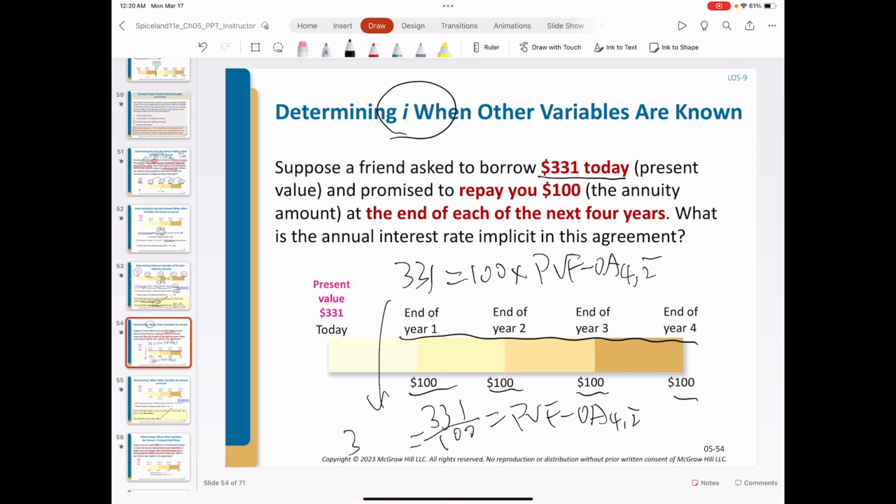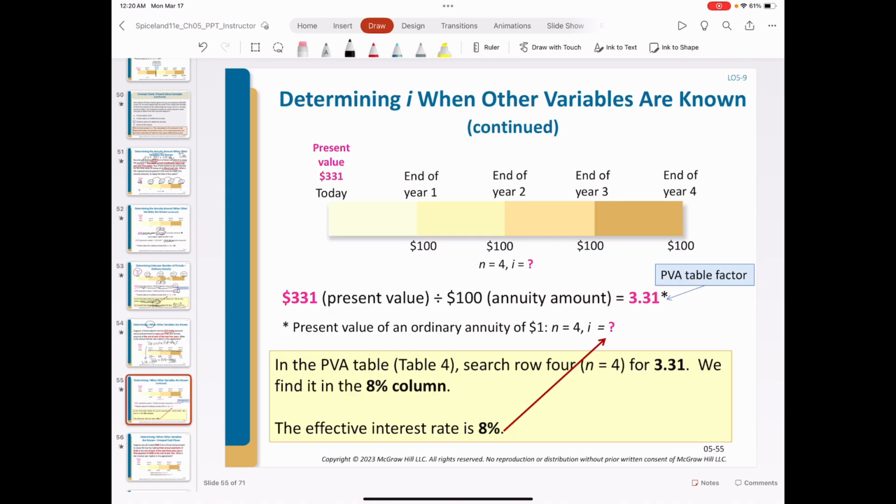It equals 3.31. Then we can look up the table, row number 4, to find the interest I. Okay, so this is the procedure I just showed you. We look up the table for an ordinary annuity. We find it is located in column 8%, so the interest is 8%.